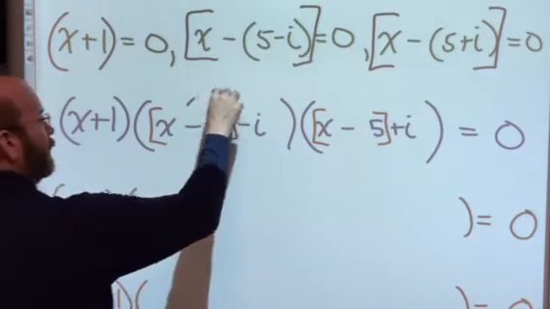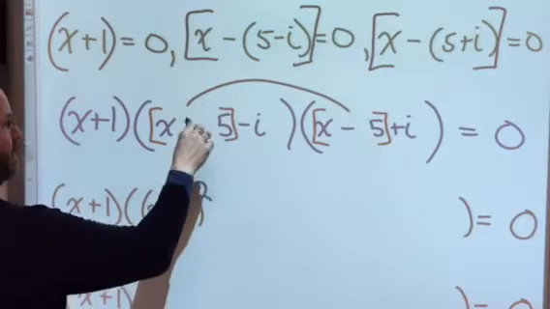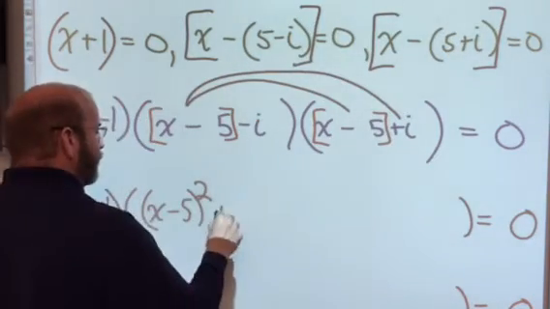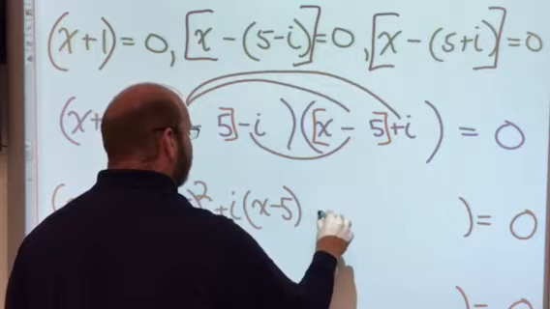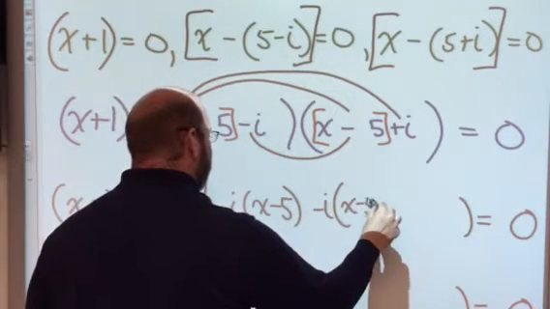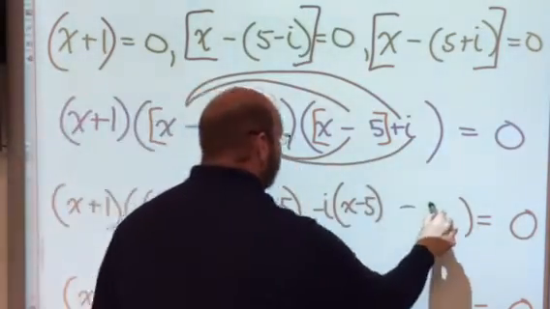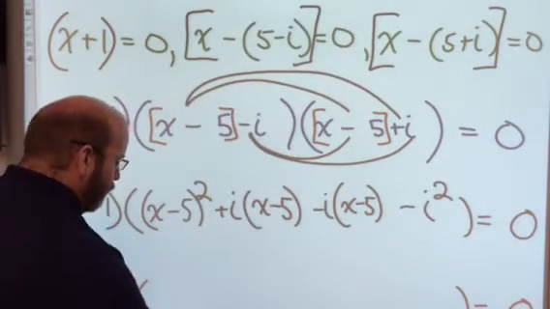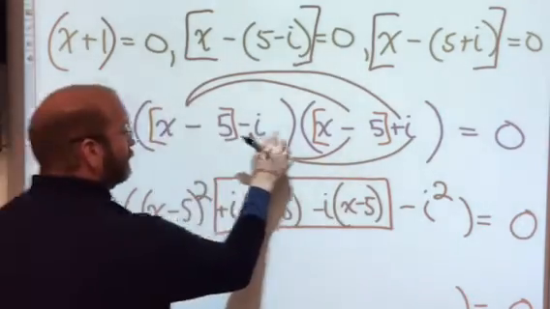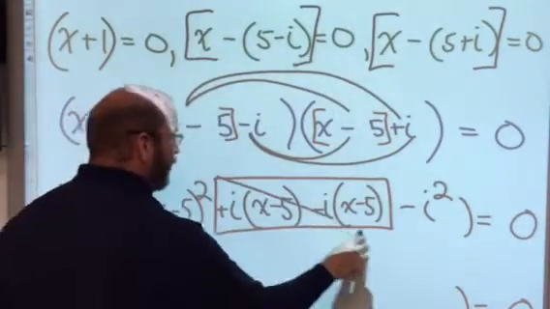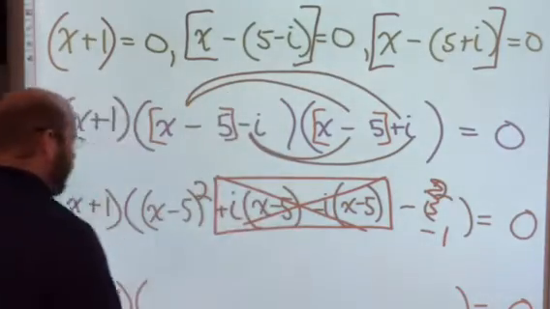So x minus 5 times x minus 5 is x minus 5 squared. Then x minus 5 times i is plus i times x minus 5. Then negative i times x minus 5, and then negative i times positive i is negative i squared. All right, what happens here? Again, these are complex conjugates. It's a thing minus i and a thing plus i. So this cancels out to 0. And i squared is negative 1. So negative 1 is plus 1.